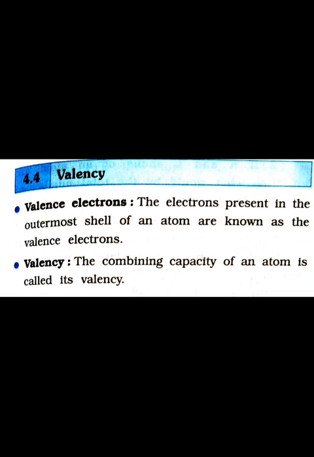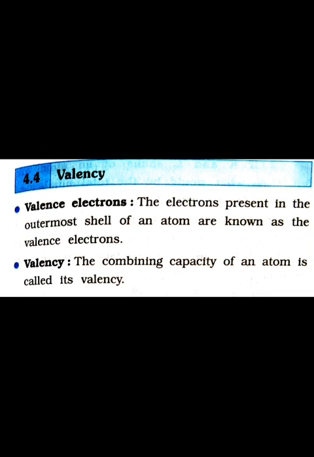Depending upon the number of electrons in the outermost orbit, the atoms may gain, lose or share electrons to become stable. So atoms take part in chemical reactions to become stable, that is, to gain 8 electrons in the outermost orbit, except in the case of hydrogen.